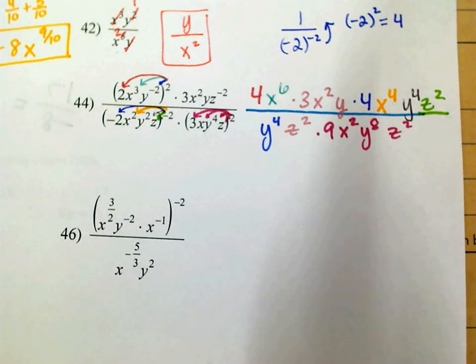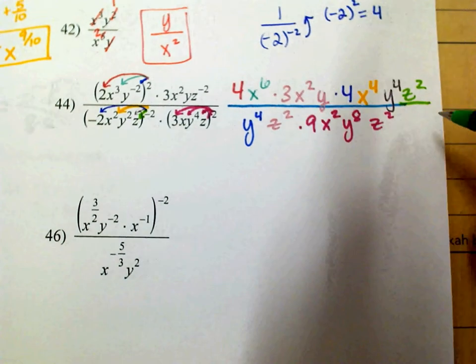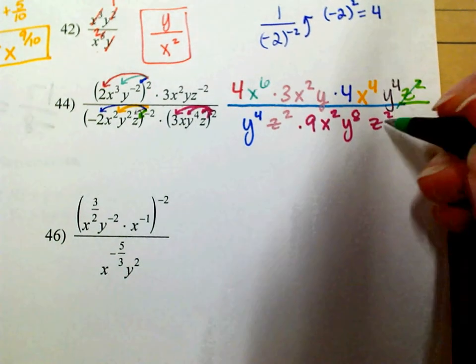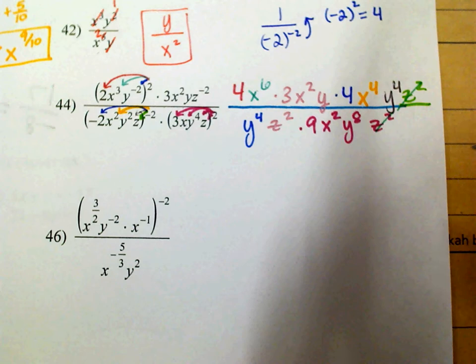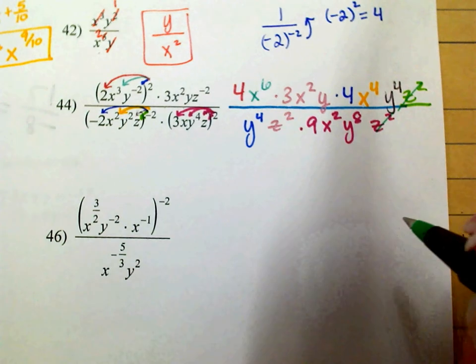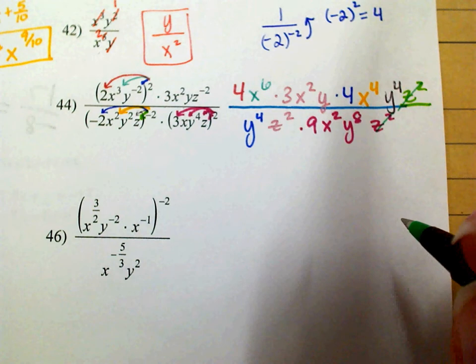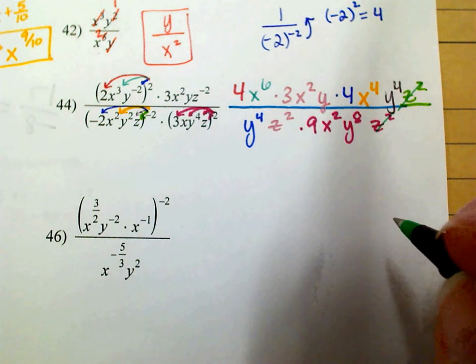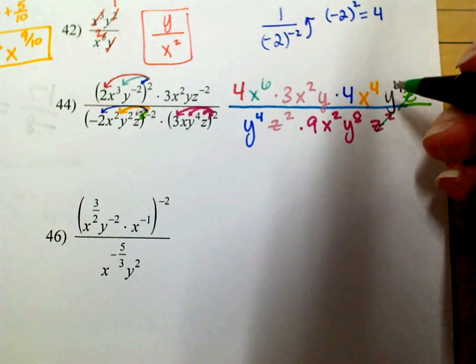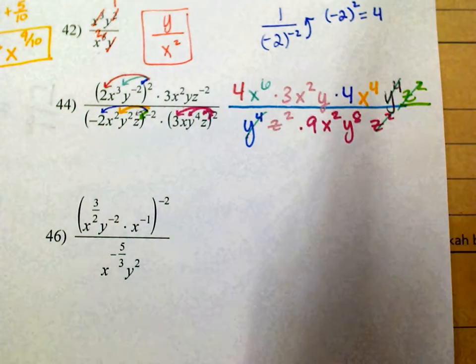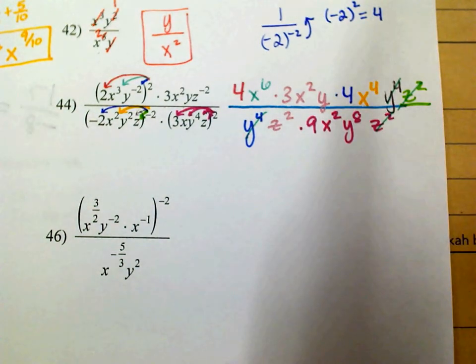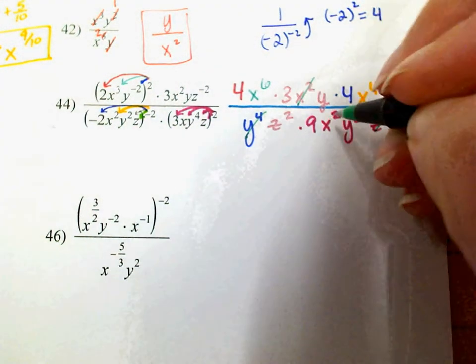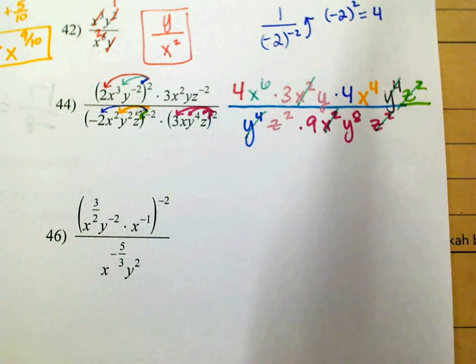I noticed that there's two z squareds on the end, so I'm going to go ahead and mark them out. There's one on top, one on bottom, they go away. Is there anything else I can just cancel off right off the bat? Yeah, I have a y to the fourth right here and a y to the fourth right there, right? So that can go away. Okay. I've got an x squared right there and an x squared right there. Okay, I think that's the only ones that are the exact same.